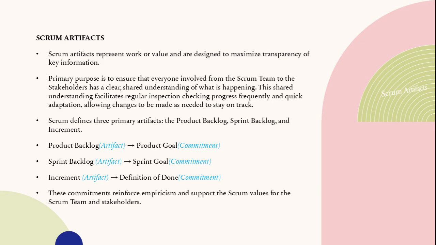Scrum defines 3 main artifacts, each with a commitment. Product backlog, right pointing arrow, product goal. Sprint backlog, right pointing arrow, sprint goal. Increment, right pointing arrow, definition of done. These artifacts reinforce empiricism and Scrum values while keeping progress visible and aligned.